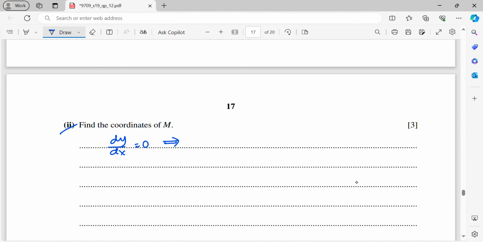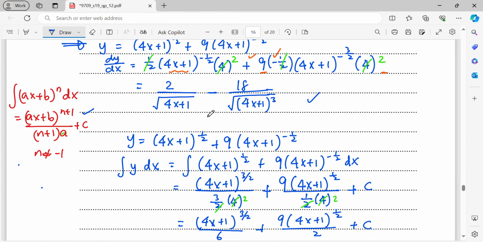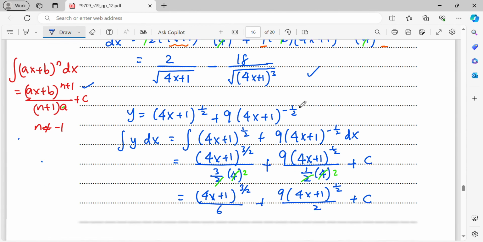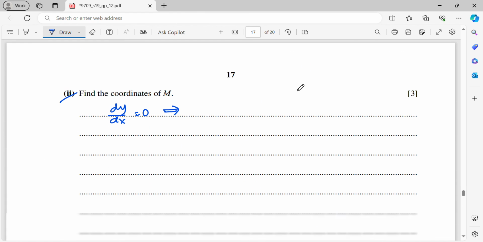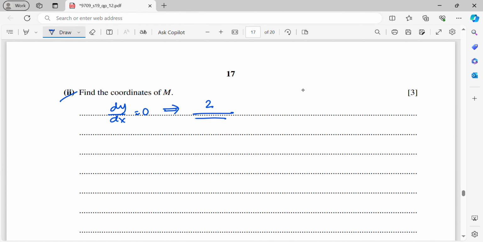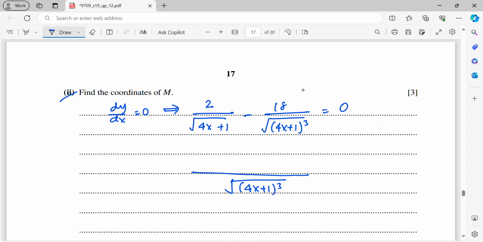That means 2 over square root of 4x plus 1 minus 18 over the cube of this square root equals 0. Okay, so now what to do is you just make it to the same denominator. So I make it to over square root of (4x plus 1) cube. So it means that for the first term, I need to times by 2, then degree 2 of this square root.